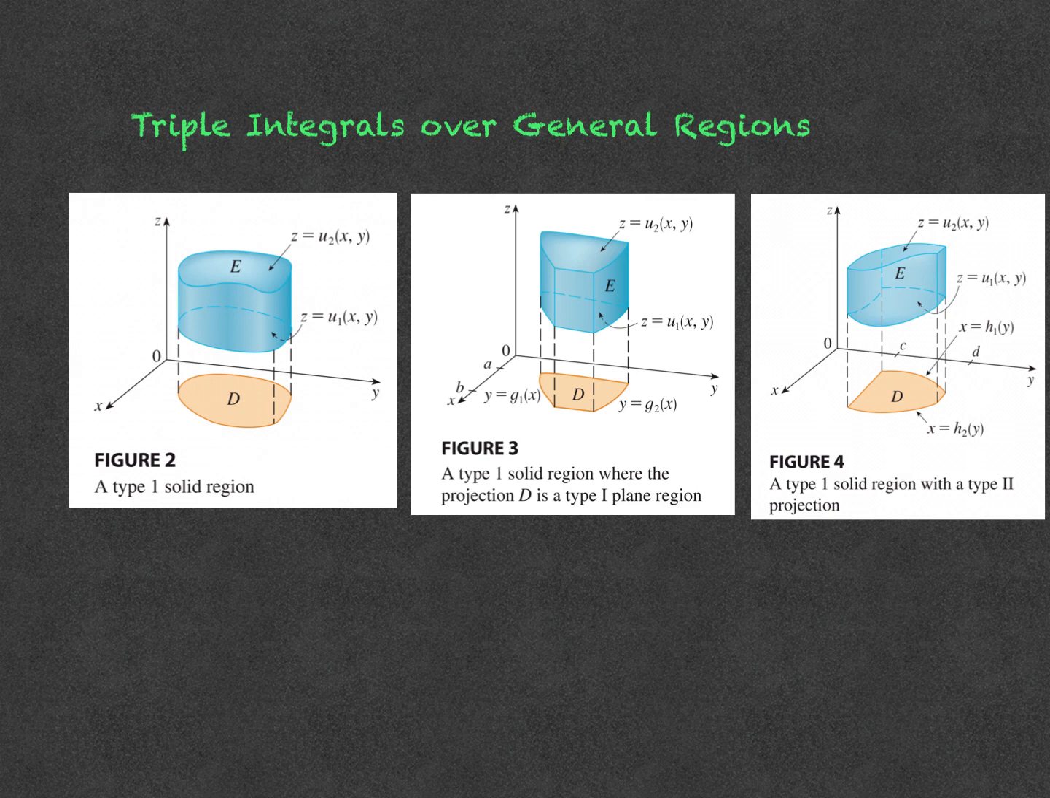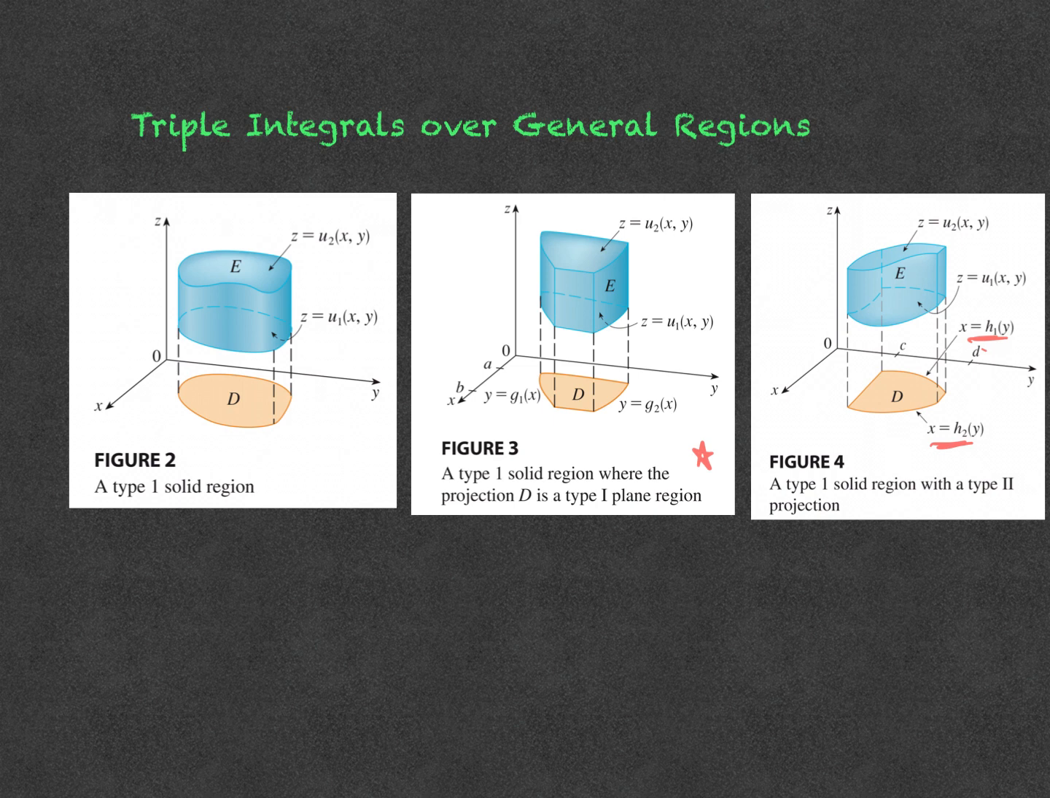If you look at figure 3, you have a type 1 solid region. This is the second picture here, where the projection is a type 1 plane region. Remember that the type 1 plane region is when you have boundaries for x, like 2 to 4, and then your y was between two equations. That was a type 1 region. And then figure 4 is a type 1 region with a type 2 projection. So down here, this means our x is between bounds.